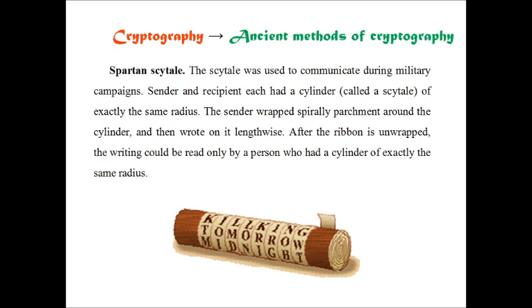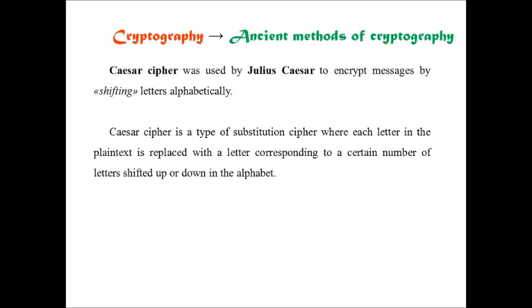exactly the same radius. Another ancient method of cryptography is the Caesar cipher, which was used by Julius Caesar to encrypt messages by shifting letters alphabetically. The Caesar cipher is a type of substitution cipher, where each letter in the plain text is replaced with a letter corresponding to a certain number of letters shifted up or down in the alphabet.